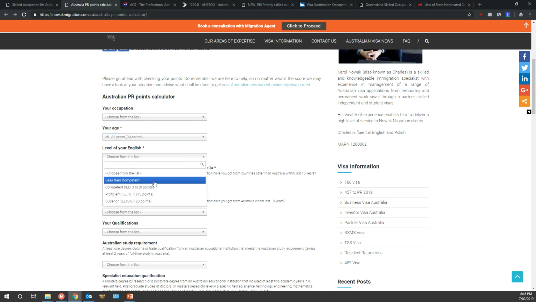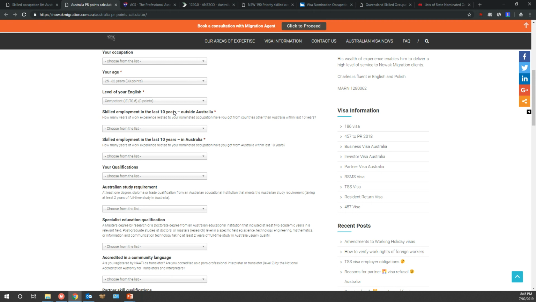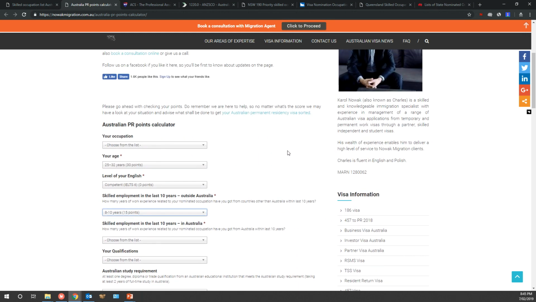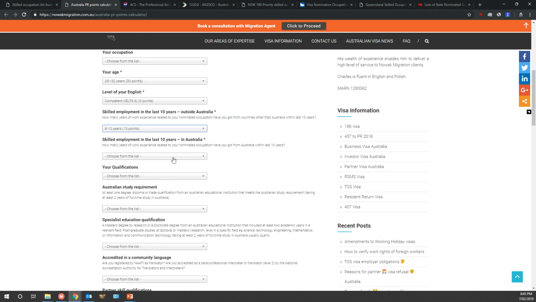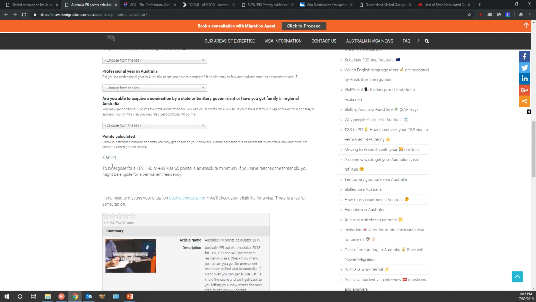Level of your English, IELTS 6 or equivalent. It's the absolute minimum. You have to pass. 0 points. Skilled employment in the last 10 years outside of Australia. Let's say that yes, you have got this 10 years of skilled work experience, or at least 8. 15 points. So we've got a total of 45, not enough. Skilled employment in Australia, 0. Your overseas qualifications. Bachelor, 15 points. So 60.